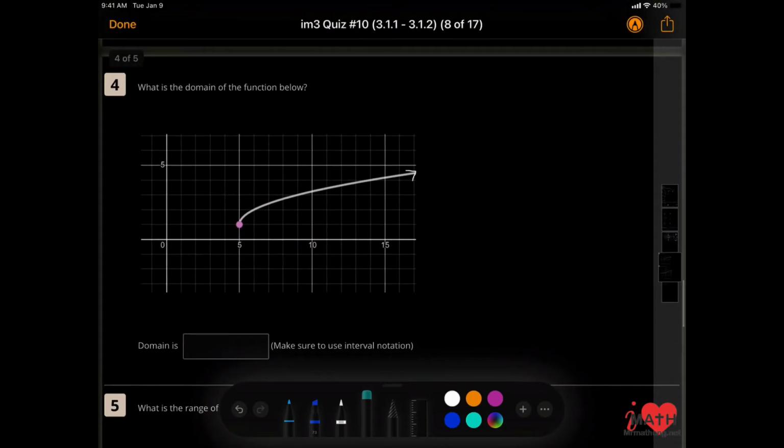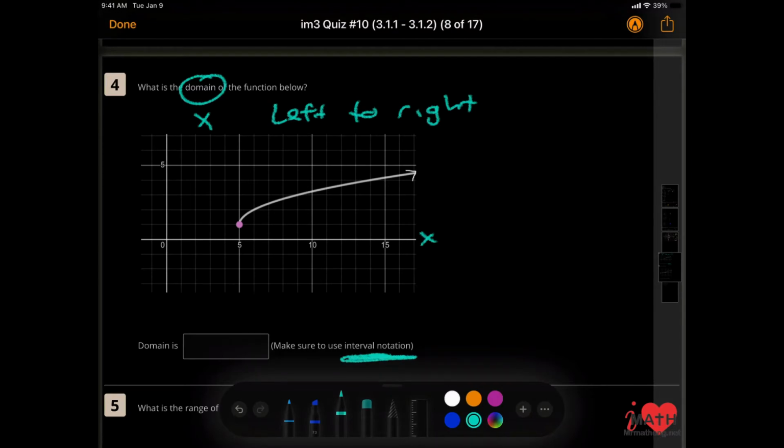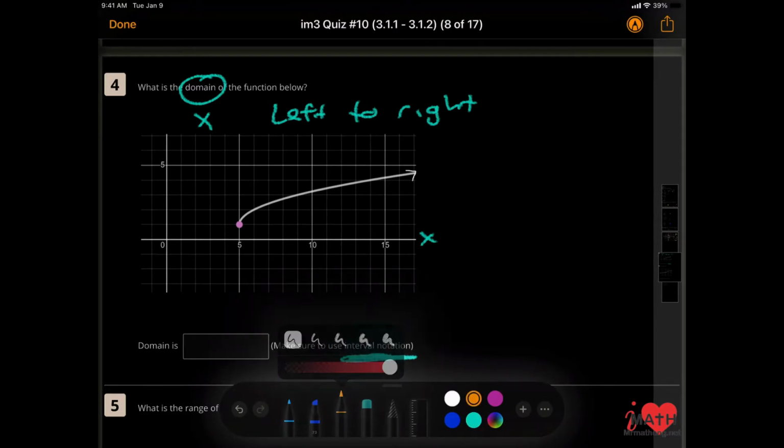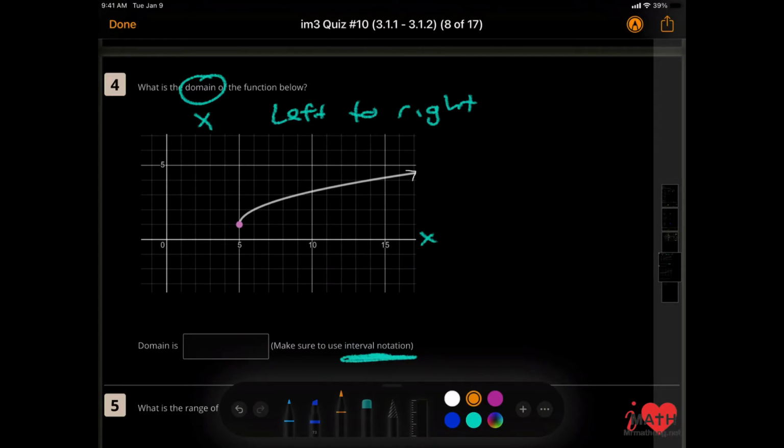All right, question number 4. What is the domain of the function below? Remember, domain refers to the x-axis, and we determine this graphically by going from left to right. Okay, then it tells us use interval notation. So if you keep coming here, so look at the x number line. As I keep drawing these lines, there's nothing, there's nothing, there's nothing.